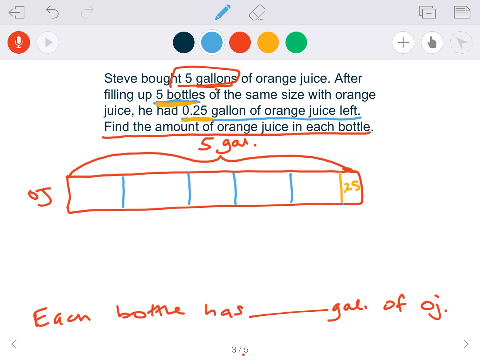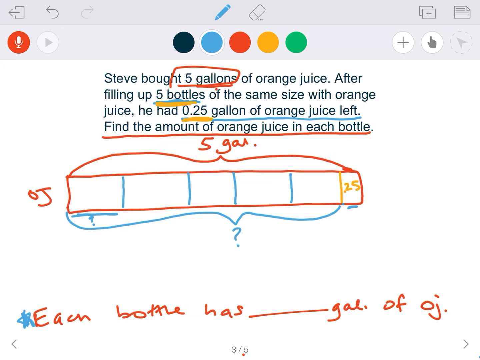Now, how are we going to figure out how much is in each of these bottles? Because that's what we're trying to figure out down here. Each bottle has how much of a gallon. It's not a full gallon because he had some left over here. Well, I think we probably need to figure out what this part is before we can figure out our little question. So we've got a big question and a little question to figure out.